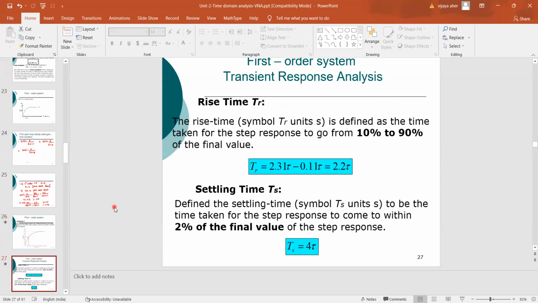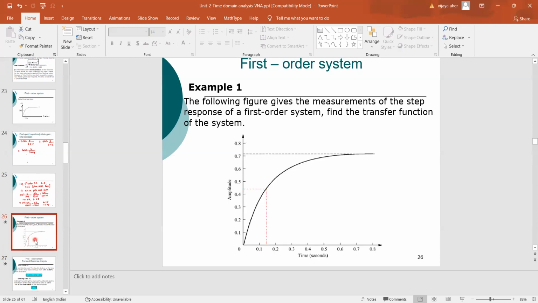Yes, you can write the transfer function equation. That is a small homework for you. K is equal to 0.45 and tau is equal to 0.15. Write the transfer function equation for a first order system from the given step response of the first order system. You are going to write the transfer function of the system. Small homework for you. Please do it.